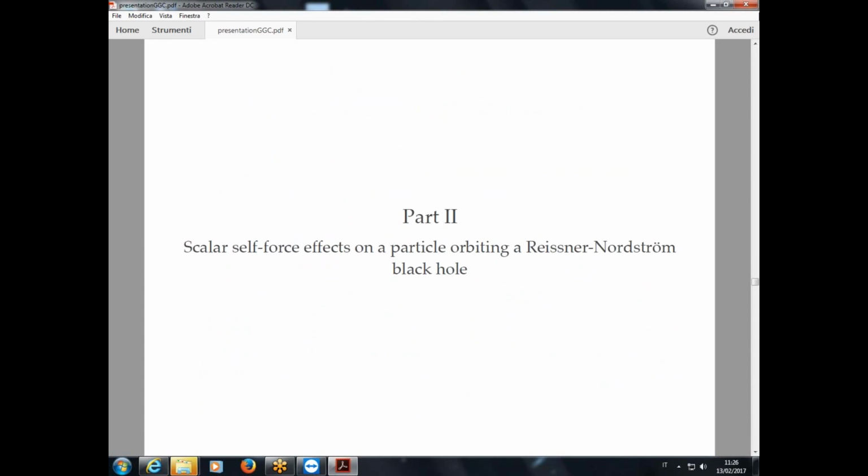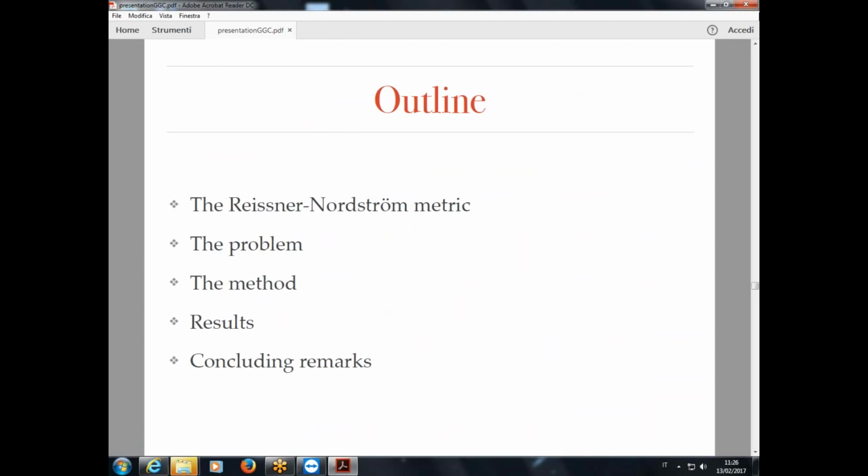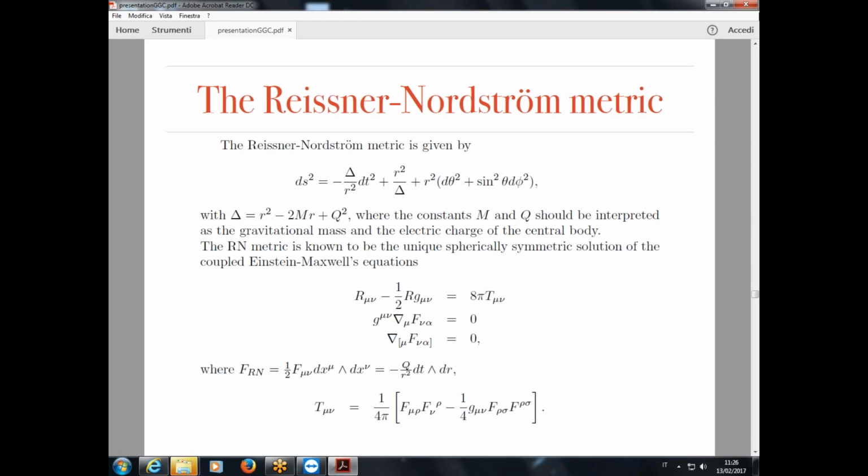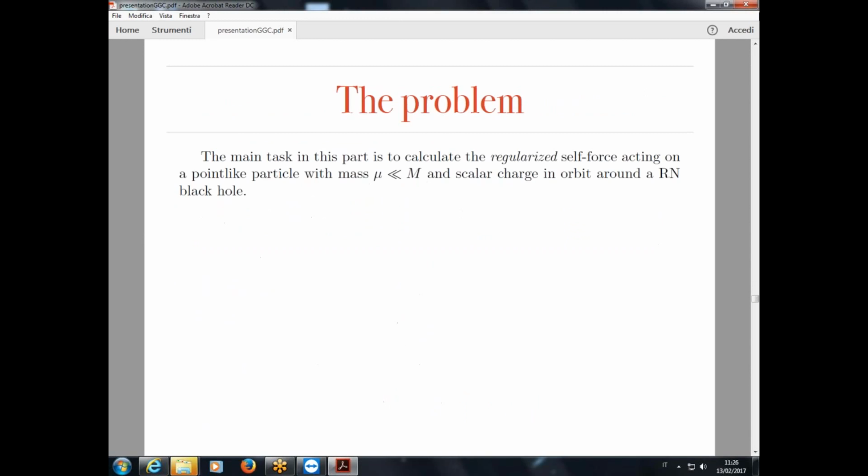So the second part was about self-force effects on a particle orbiting a Reissner-Nordström black hole. As you know, this is the Reissner-Nordström metric, the only spherically symmetric solution for the Einstein-Maxwell equations. Okay. So the main task here is to calculate the regularized self-force. We're going to pass through that of a point-like particle with really small mass compared to the black hole mass, orbiting around the black hole. But this orbit is going to be a circular geodesic.